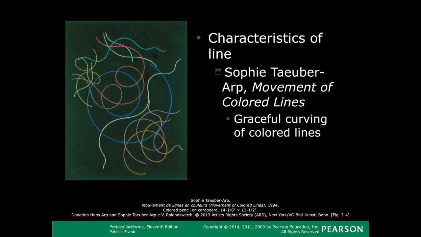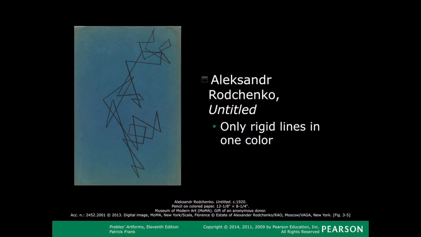And here is an example of a work of art that has some very interesting line quality. Sophie Taeuber-Arp, movement of colored lines. And you can imagine for these artists that are experimenting with more abstract works, you'll see a lot of creative uses of line.